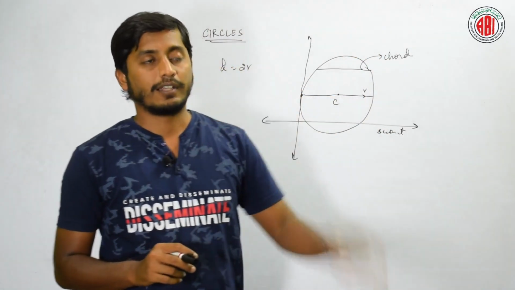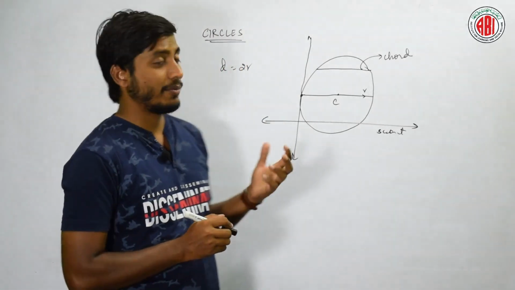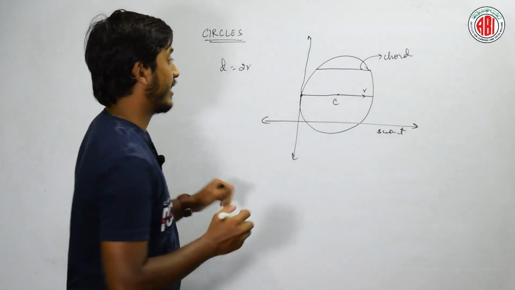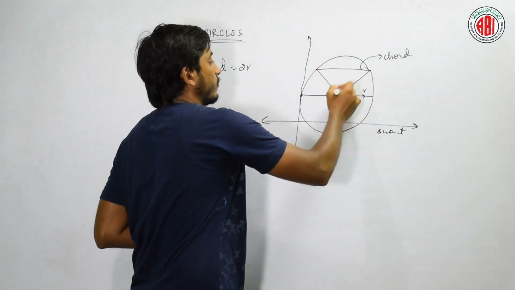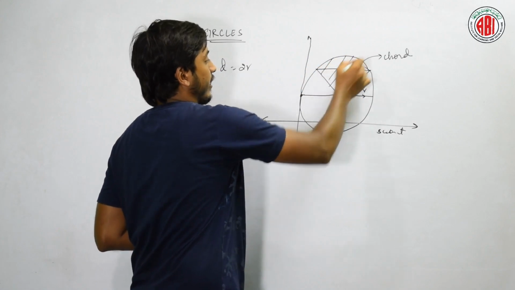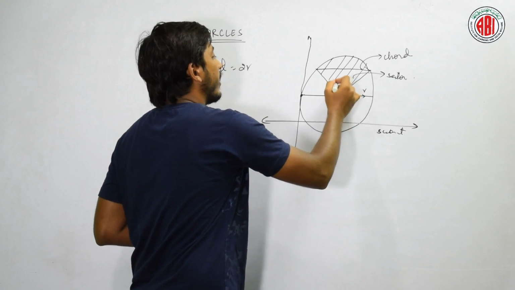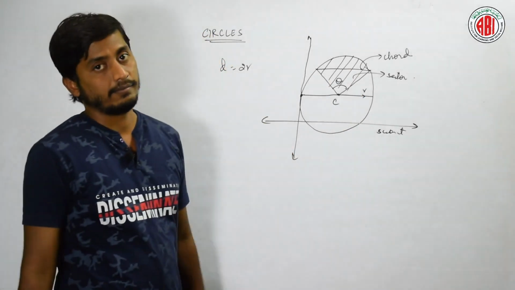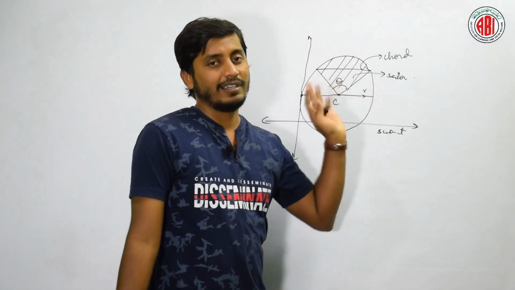In most of the topics we are going to discuss, it relates mostly to the sector and the chord. What is a sector? A sector is a part of the circle. This is a sector, isn't it? It is cut by an angle theta. We are going to find the areas of that.